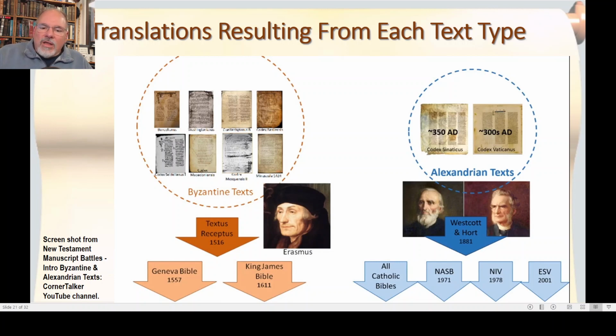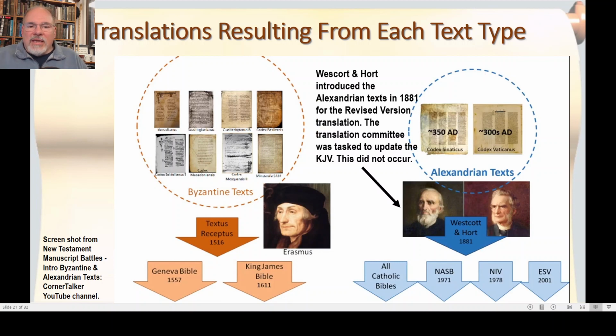On the right, in the 1881 Revised Version, Westcott and Hort introduced the Alexandrian text at that point. Now, the problem is that they were supposed to make a new King James. Basically, in 1881, Westcott and Hort did not like the Textus Receptus or the majority text. They liked the Alexandrian text, so that's what they went with. And you can see that the results basically are that all the modern Bibles really come from the Alexandrian texts today.